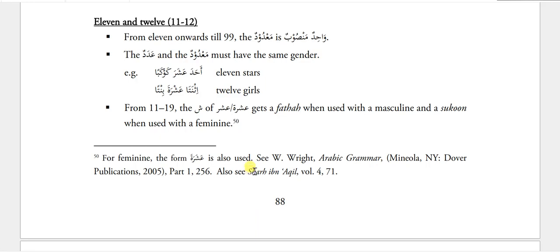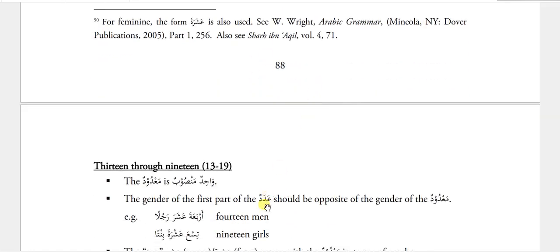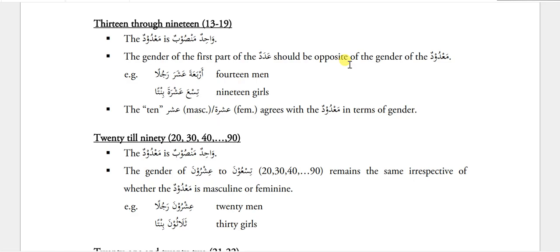11 and 12. From 11 onwards till 99, 11, 12 is completed. From 13 through 19, wahid mansoob. The ma'dud is wahid and mansoob, similar to 11 and 12. The gender of the first part of adad should be opposite of the gender of ma'dud. So arba'ata ashara rajulan, 14 men, tis'a asharata bintan, 19 girls.